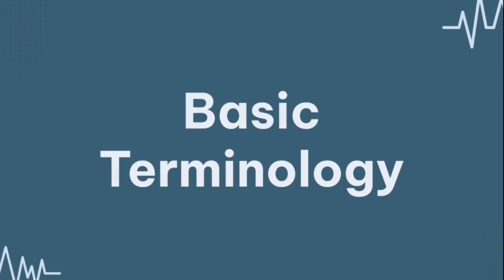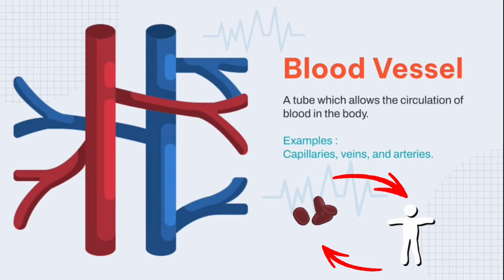A blood vessel is a tube which allows the circulation of blood in the body. Arteries, veins, and capillaries are all blood vessels. Veins are blood vessels which allow blood to flow into the heart from other organs of the body. Arteries are also blood vessels which allow blood to flow into other organs from the heart.